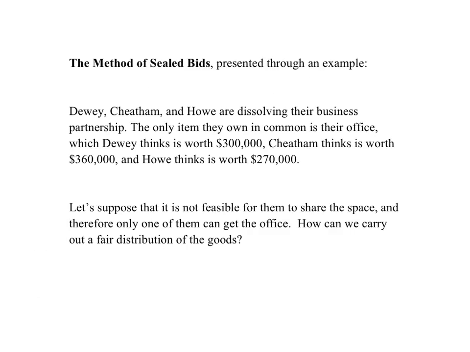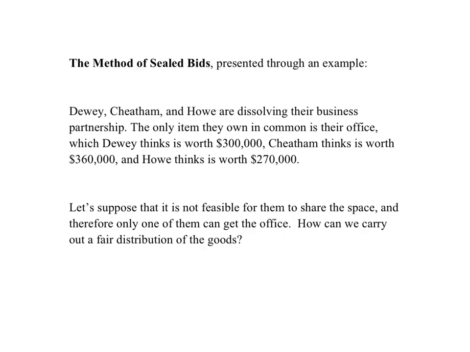We'll study 2 different methods for achieving a fair distribution of goods. One of them is called the method of sealed bids, and I hope you'll be convinced that this is a very practical, very useful method. It will be easier to understand if it's presented through an example. The notorious firm Dewey, Cheatham & Howe, think about that, Dewey, Cheatham & Howe, are dissolving their business partnership. The only item they own in common is their office, which they have different opinions about in terms of its value. Dewey thinks it's worth $300,000, Cheatham thinks it's worth $360,000, and Howe thinks it's worth $270,000.